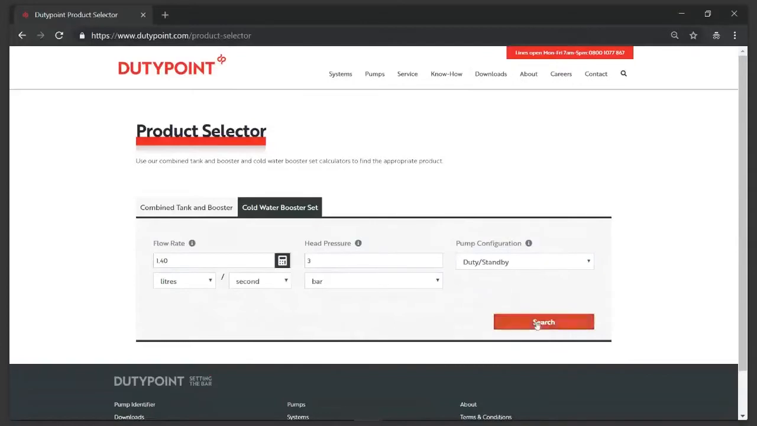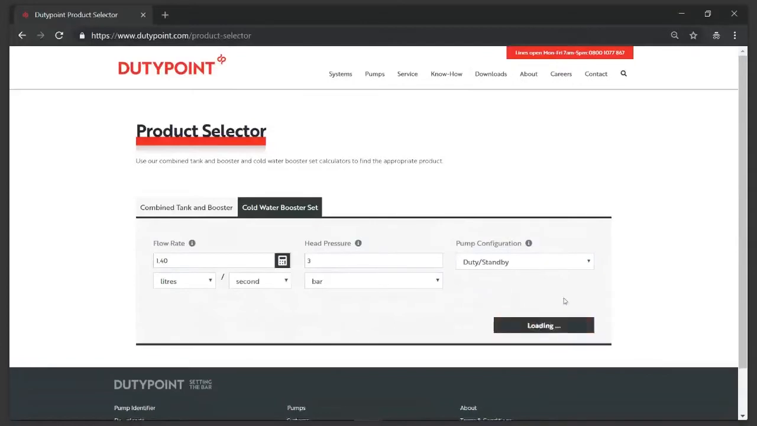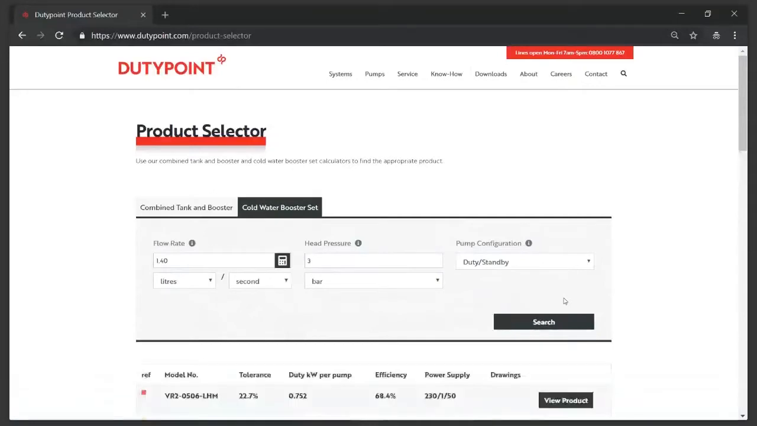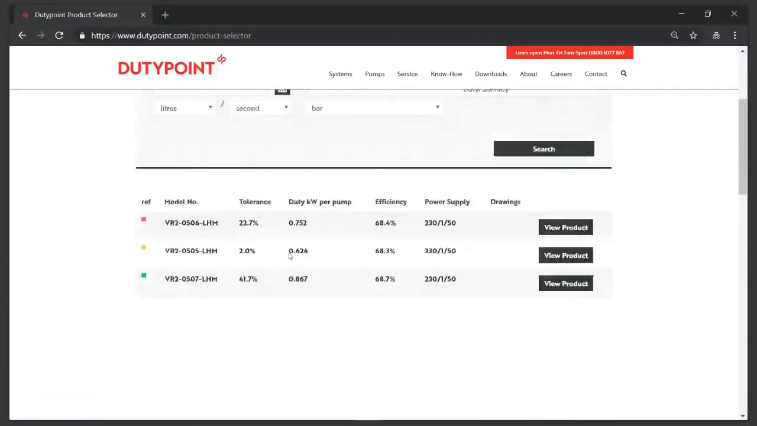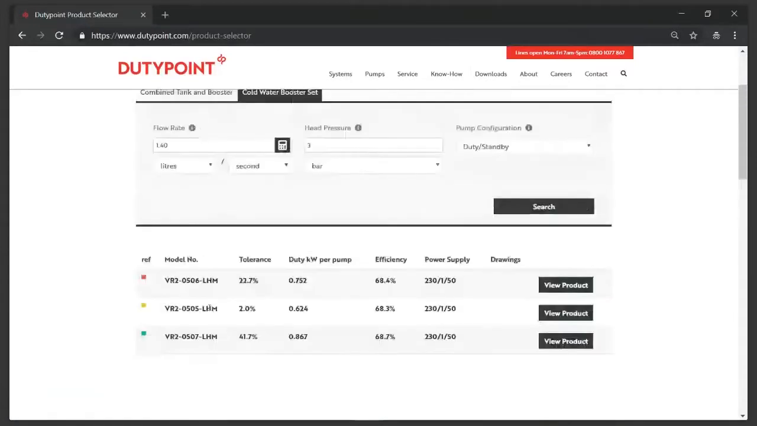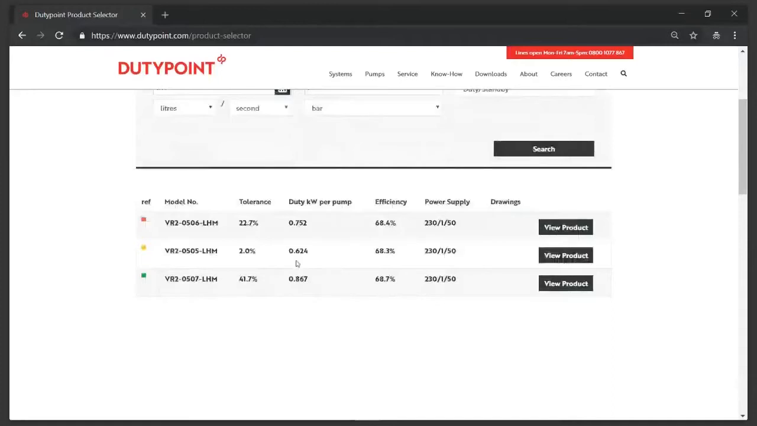So hit search. And what the calculator does at this point, it looks through every single option available in the product range, looks at every efficiency point, every power consumption curve, every minimum flow rate, and then brings you back some options. So here there are 3 products from our range. There are different kilowatt values here and efficiency ratings.